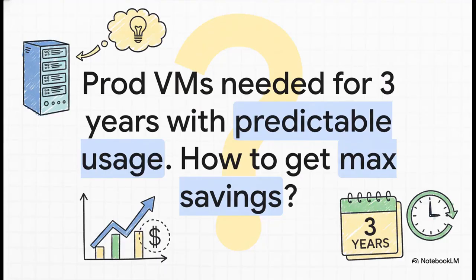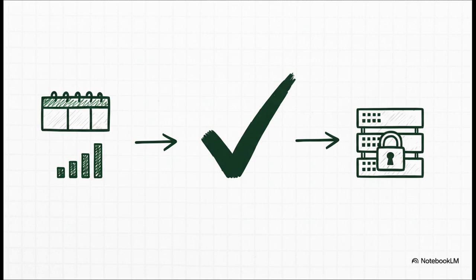Okay, time to put that to the test. Imagine you see this on the exam. Your company needs production VMs, they'll be running for the next 3 years, and their usage is super predictable. How do you get the absolute maximum savings? Think about it for a second. The answer is, of course, reserved instances. And why? Because the question practically screams long-term and predictable at you. This is a textbook example of a question you might see, and now you know exactly how to nail it.